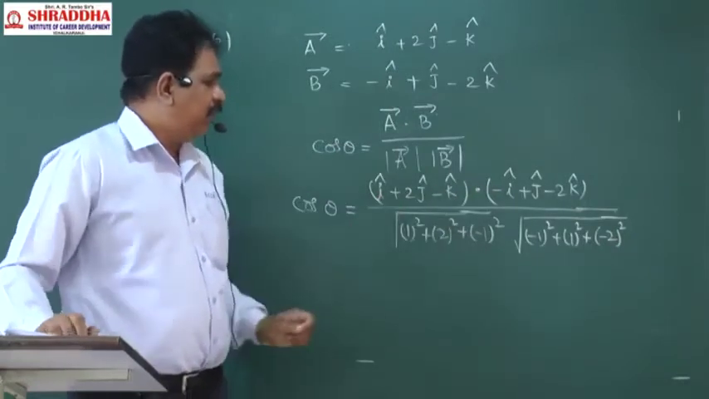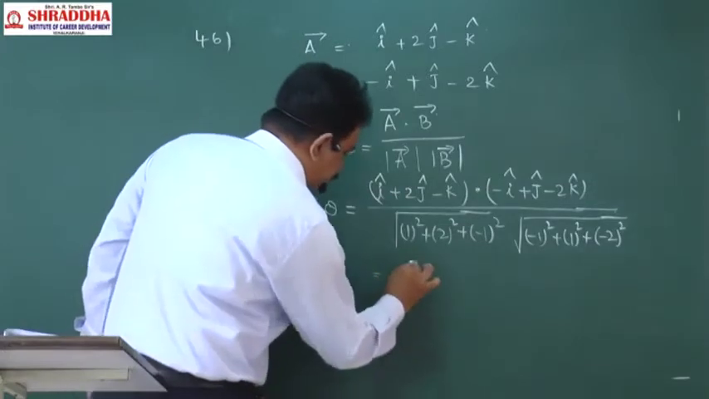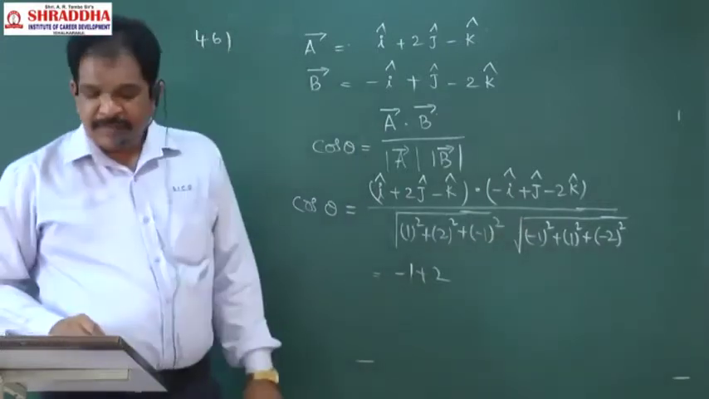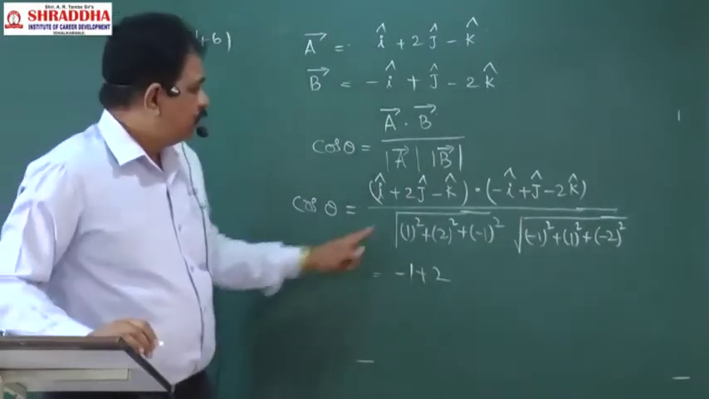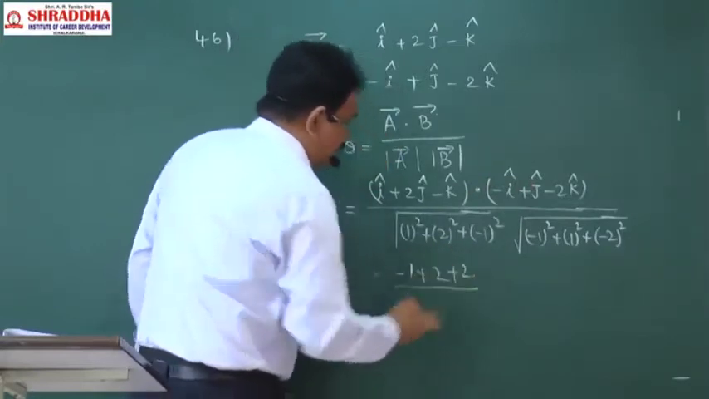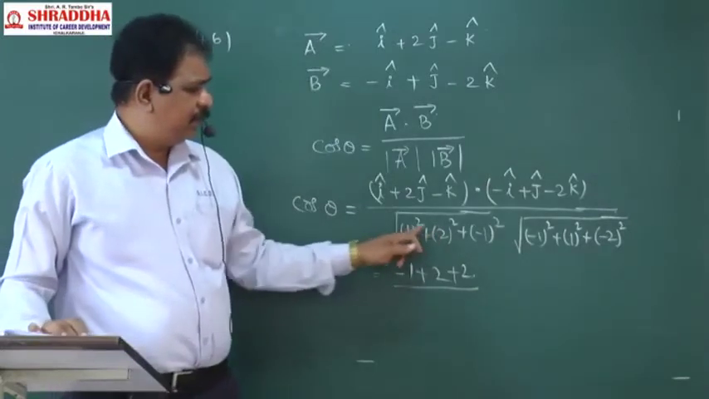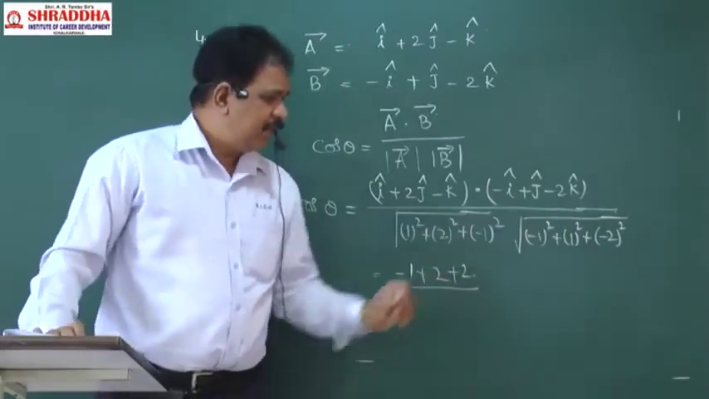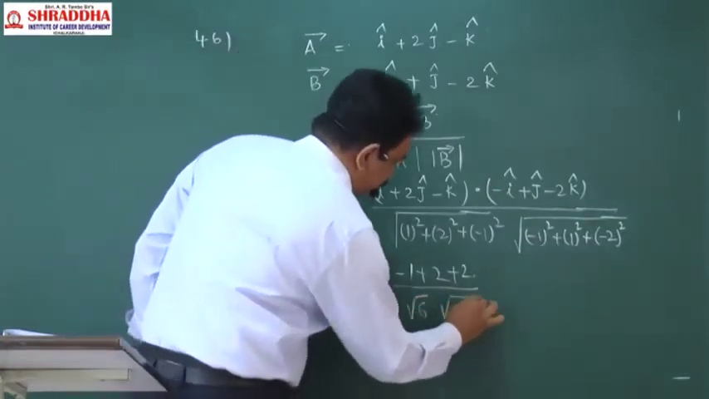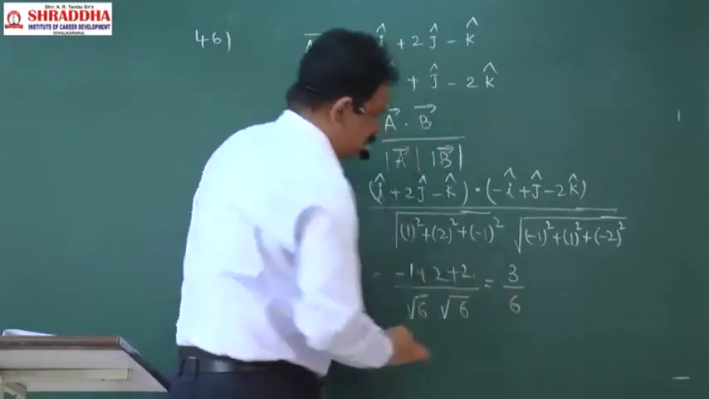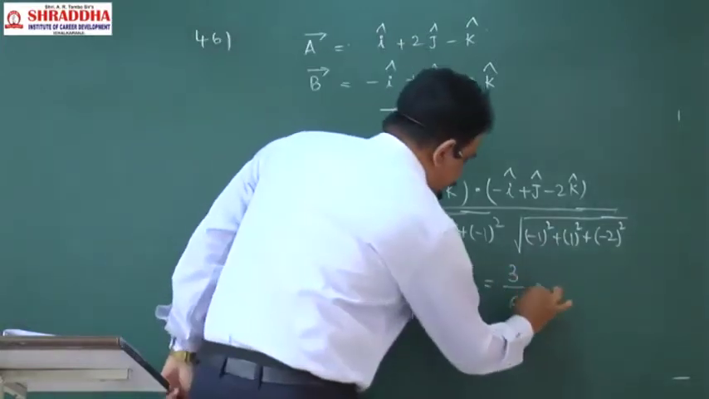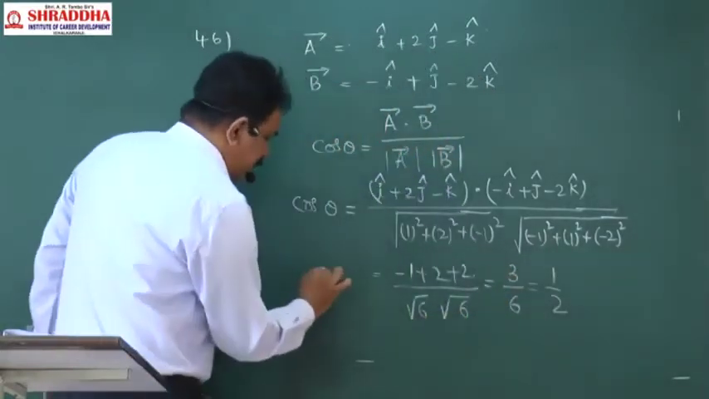I dot i: 1 into minus 1 will be minus 1. 2 into 1 will be 2. That will be minus 2. So minus into minus is plus, this will be 2. Divided by, this will be root 6, and that will also be root 6. So 3 by 6, which means its value will be equal to 1 by 2. This is the cos theta value.